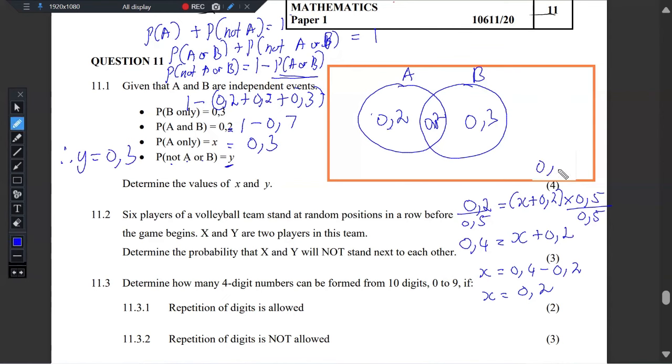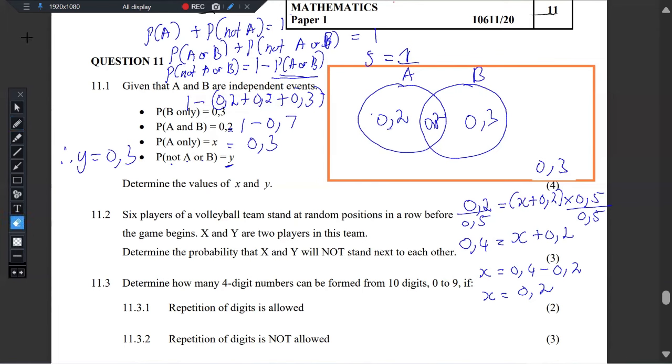Now to confirm that everything is correct, when you add everything up here, your sample space should be equal to 1. So we can see that if we say 0.2 plus 0.2 plus 0.3 plus 0.3, we do get 1. So that's how you were supposed to solve that. Nice. Then, okay, done with 11.1.